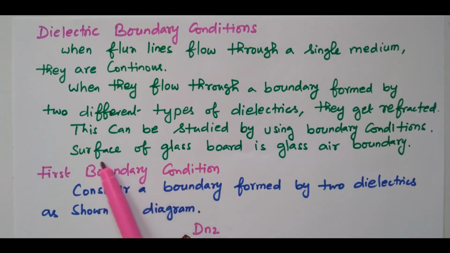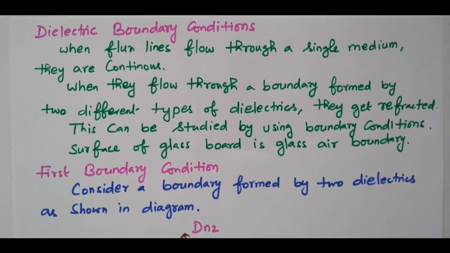Consider a glass board. This glass board and air form a glass-air boundary, because air is also one of the dielectric materials, available everywhere. The surface of the glass board is one boundary, and over that air is available, which is another dielectric. So the surface of this glass board is a glass-air boundary. Now we'll see the first boundary condition.